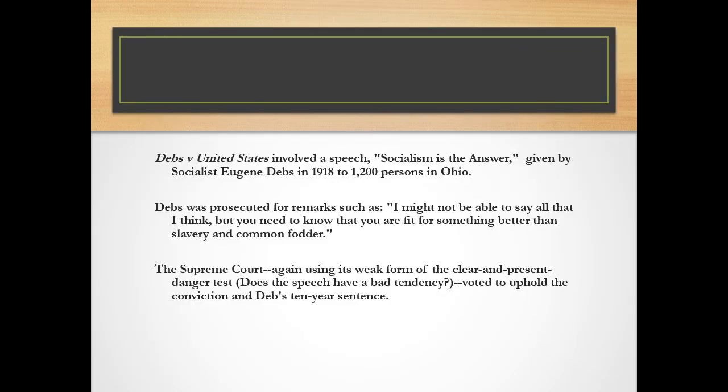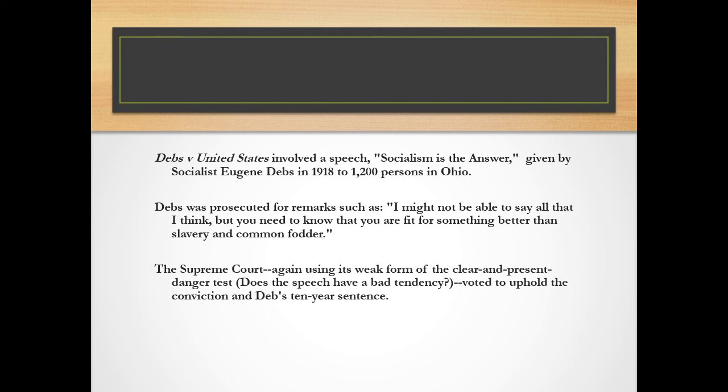The next one is Debs, Eugene Debs, who was involved in a speech called Socialism is the Answer. So Eugene Debs actually ran for president of the United States from the Socialist Party from jail, which is kind of brilliant. So in 1918, in a speech given to 1,200 people in Ohio, Debs was prosecuted for remarks such as, "I may not be able to say all that I think, but you need to know that you are fit for something better than slavery and common fodder." And so common fodder, this is like cannon fodder, or stuff that cannon will rip into. That's the fodder, right?